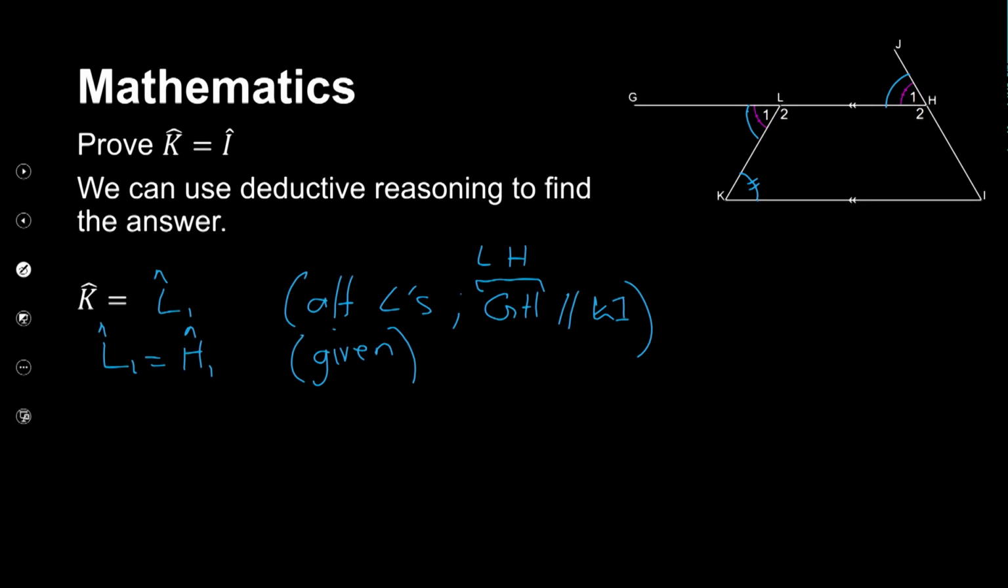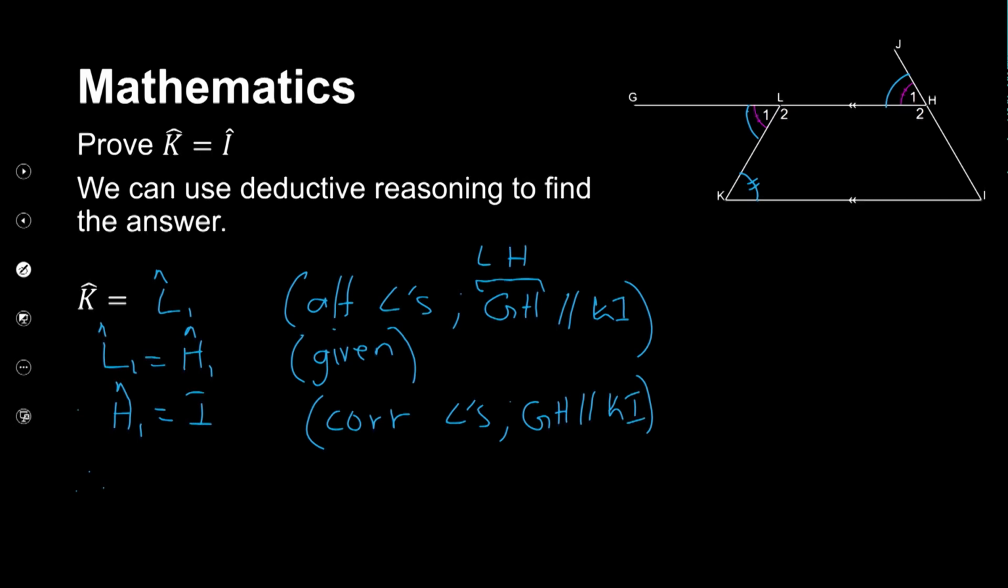And as a result, I will then say, I know that H1 is equal to I, because I'm trying to link the K with the I, and my reason for this will be, these are corresponding angles, but they are corresponding angles because GH is parallel to KI. Guys, if you don't indicate these parallel lines, then your reason will be incomplete.